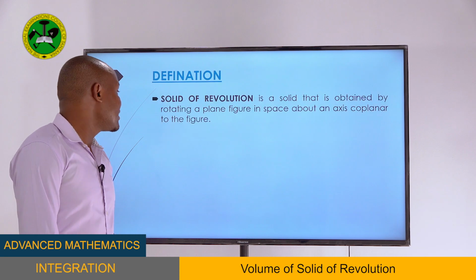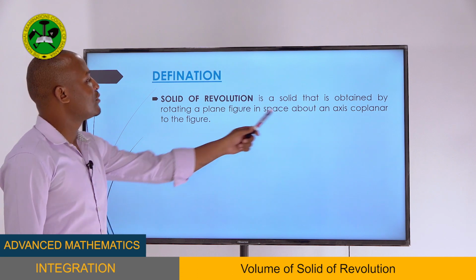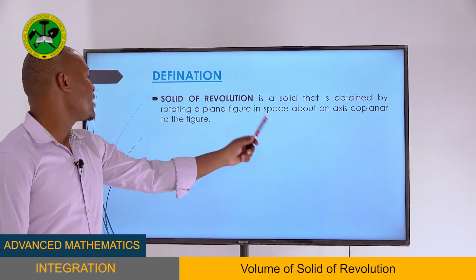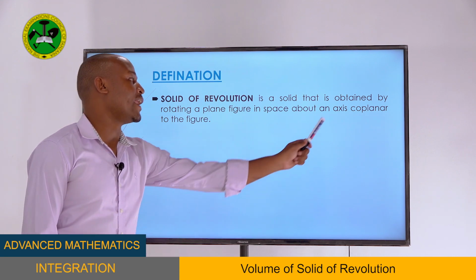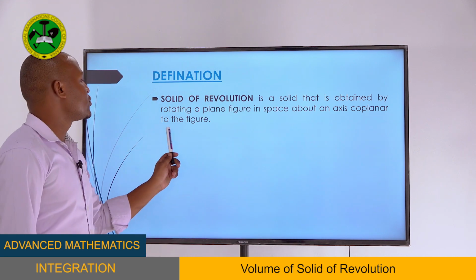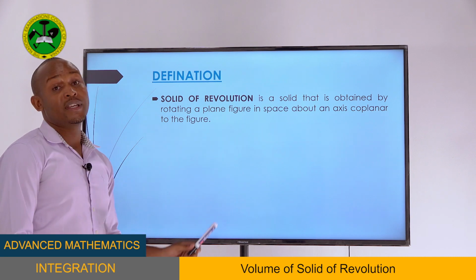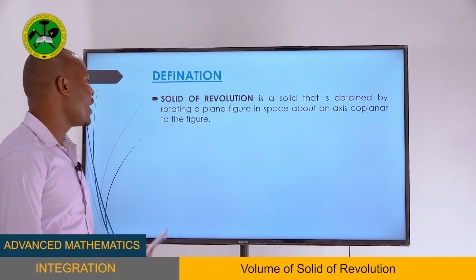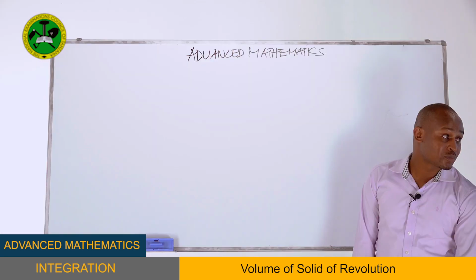Now, let's see. What is a solid of revolution? A solid of revolution is a solid that is obtained by rotating a plane figure in space about an axis coplanar to the figure. So this is what we are trying to say is a solid of revolution. And I will show you in a short video shortly after that.